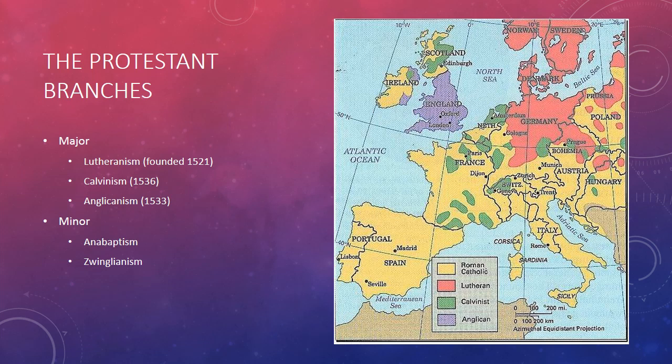A couple other major branches that catch on in large parts of Europe are Calvinism, represented on the map by the green splotches, and Anglicanism, which is more or less limited to England. There are some other minor branches too, stuff like Anabaptism, Zwinglianism, and also Quakers, that also break off and decide to practice Christianity in a way that is different from Catholicism. So this map here shows you how by around the year 1600, Europe had gone from being entirely Catholic to breaking up into about half Catholic and half Protestant territories.